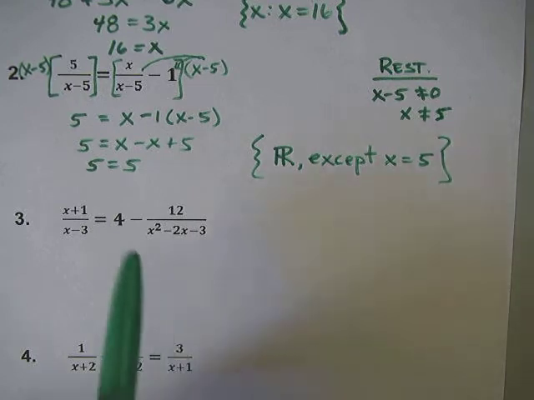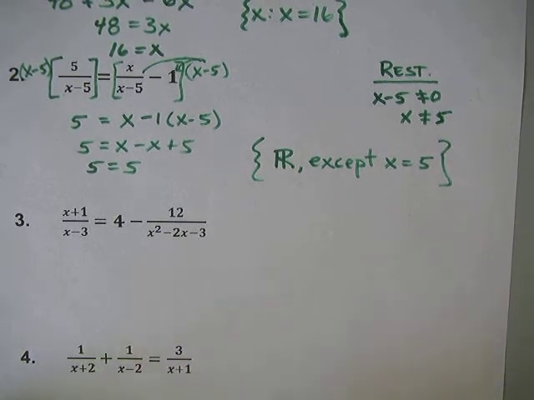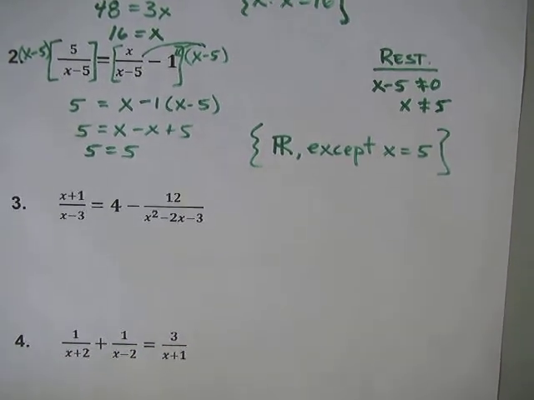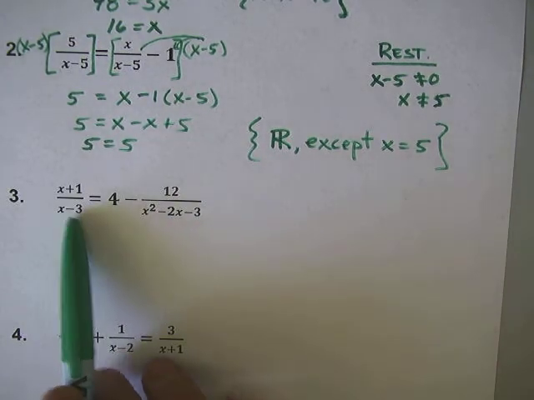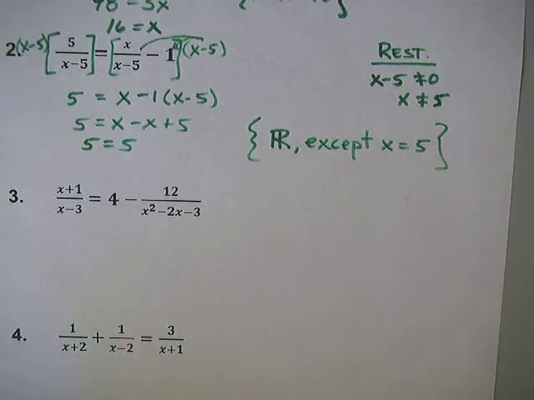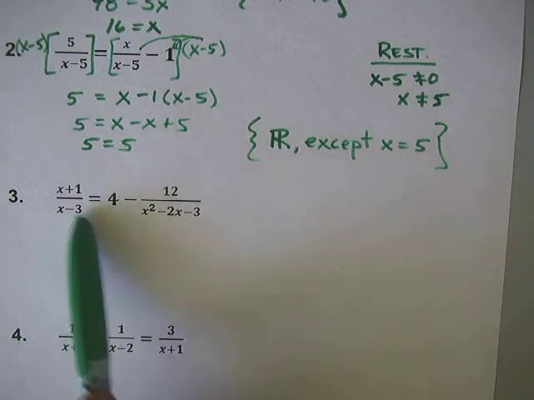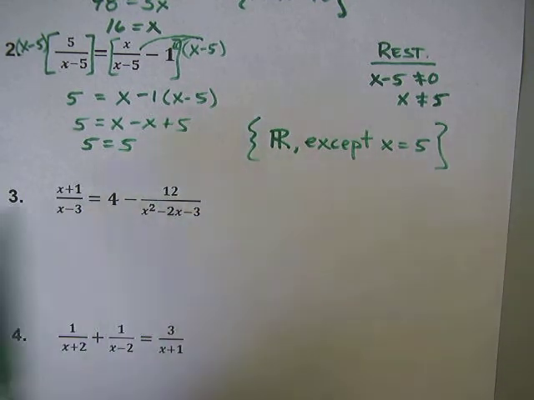Okay, let's try another one here. Let's just try this one right here for now. We actually might skip the fourth one. Let's see how this one goes. So let's look. I see some denominators here.